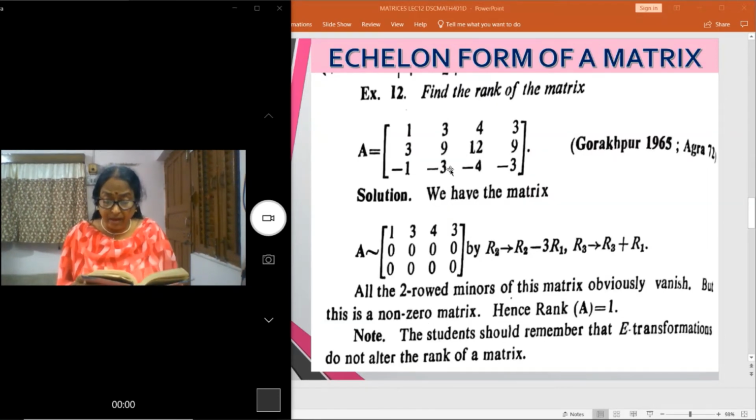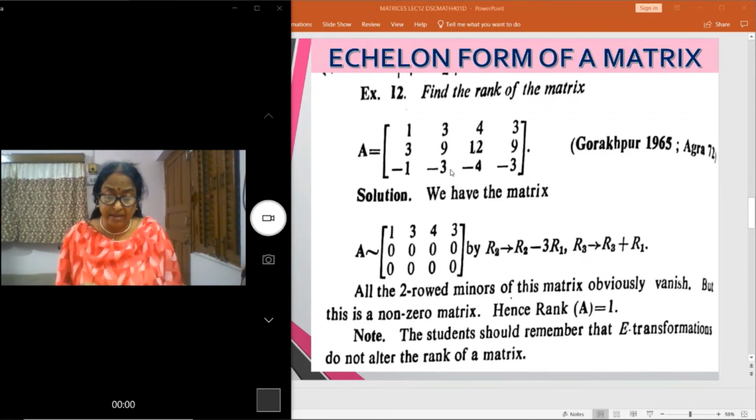Again, find the rank of the matrix A given on your screen. Here also, if we multiply the first row by 3 and add it to the second row, we get the result as you can see. And if you add the first and the third row, that also gives the third row equal to 0.